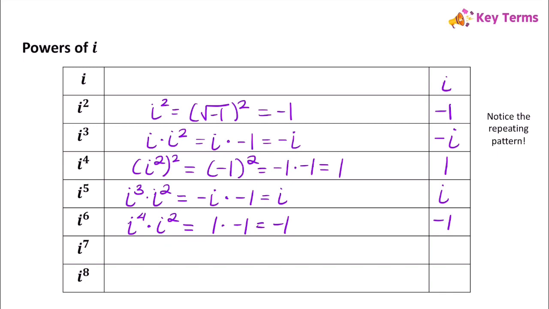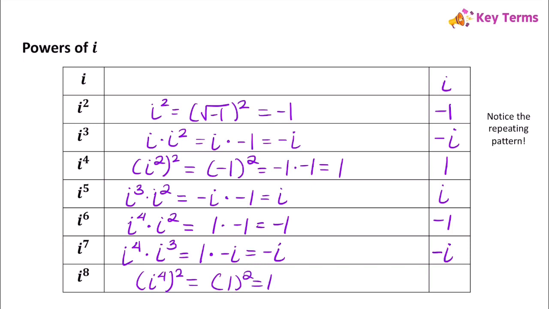Now let's try i to the 7th. I'm going to rewrite i to the 7th as i to the 4th times i cubed. i to the 4th is equal to 1, and then i cubed is negative i. So 1 times negative i equals negative i. And now finally let's do i to the 8th. I'm going to rewrite that as i to the 4th, squared. So i to the 4th we said was 1, so we have 1 squared, which is equal to just 1.